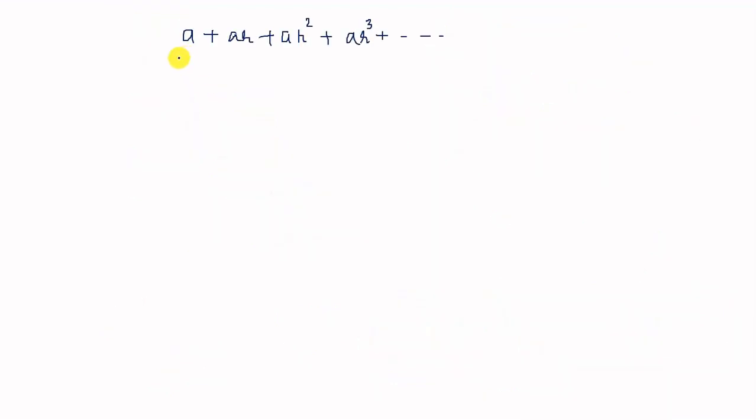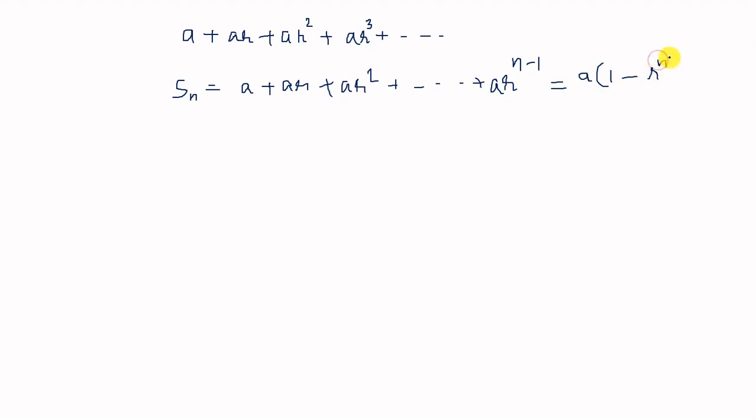Consider the infinite geometric series a plus ar plus ar square plus ar cube plus etc. Here we have seen that Sn is the sum of the first n terms, a plus ar plus ar square plus etc. plus the final term ar raised to n minus 1. So this is the sum of the first n terms. Now we have seen that this is actually a into 1 minus r raised to n by 1 minus r.